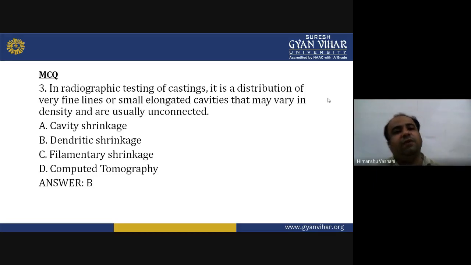Now, in radiographic testing of castings, it is a distribution of very fine lines or small elongated cavities that may vary in density and are usually unconnected. Okay, these are unconnected, so it comes to dendritic shrinkage. Dendritic shrinkage it is called.